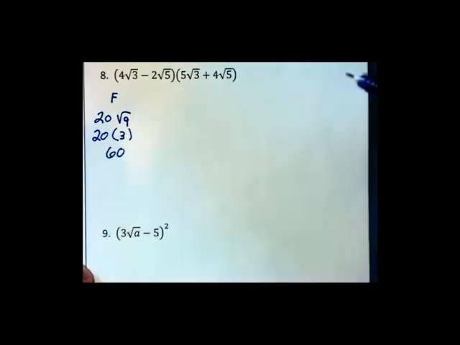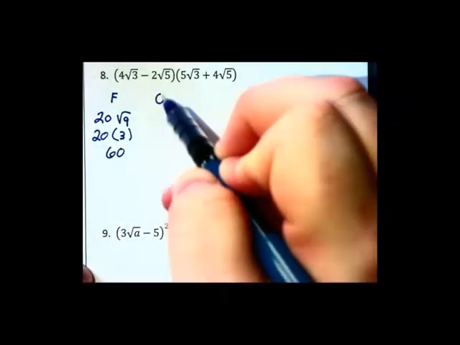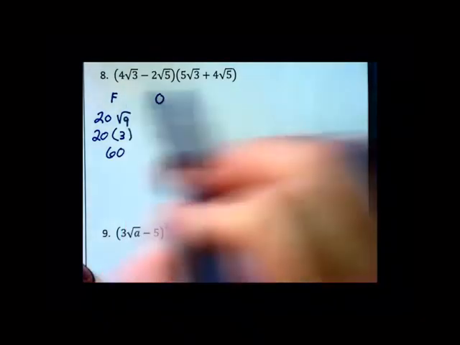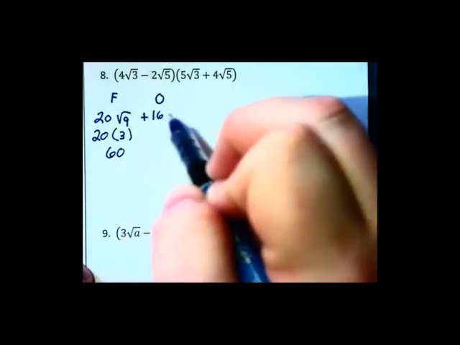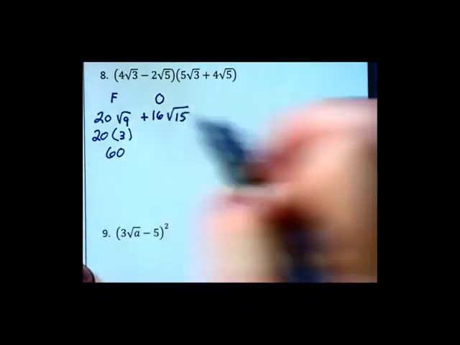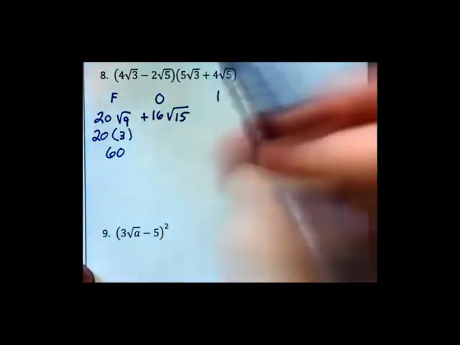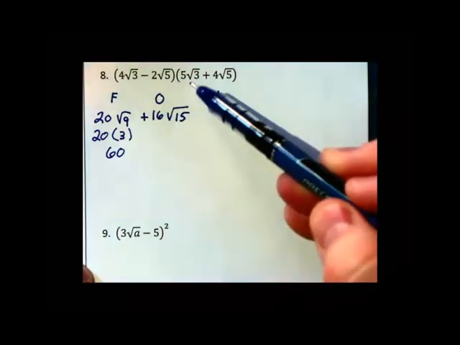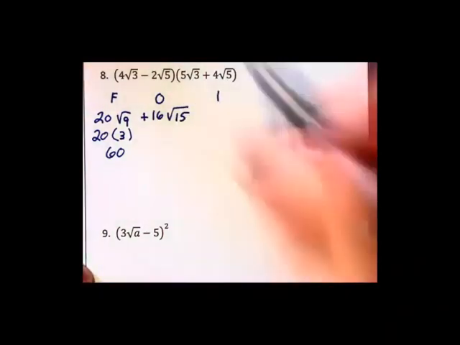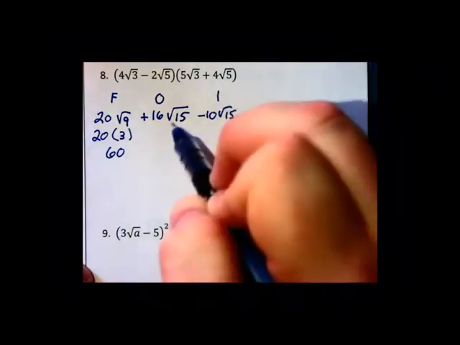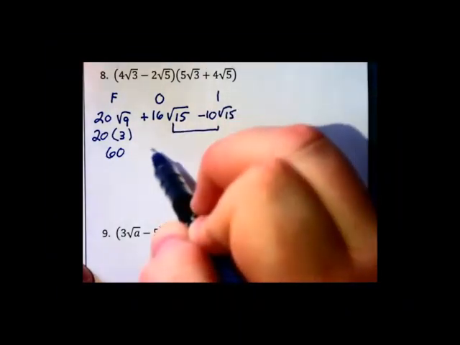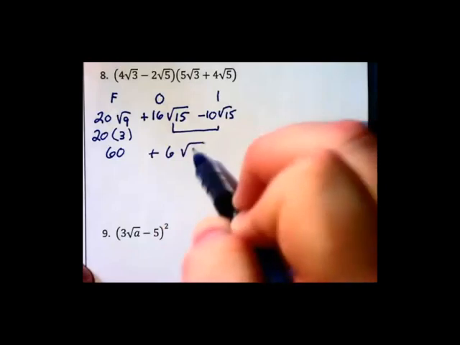and a third line. The outer term of FOIL, that's the 4 root 3 on the left and the 4 root 5 on the right. That multiplies together and gives you 16 root 15. The inner term of FOIL, that's the negative 2 root 5 times the positive 5 root 3, makes negative 10 root 15. So these middle terms will combine together and give you a positive 6 root 15.